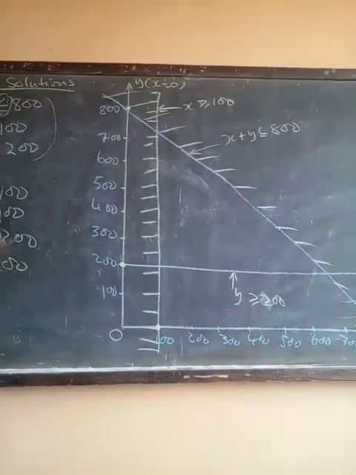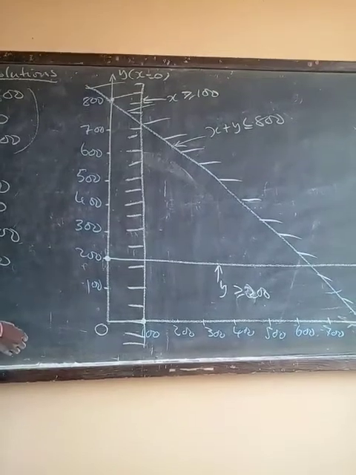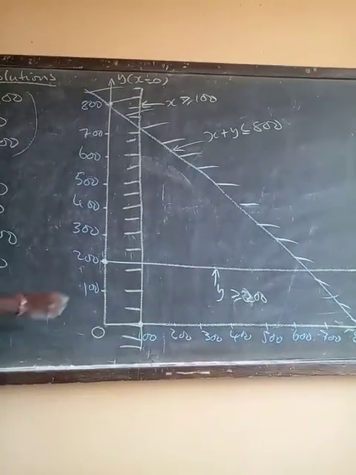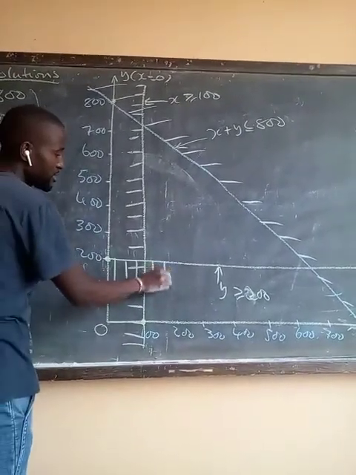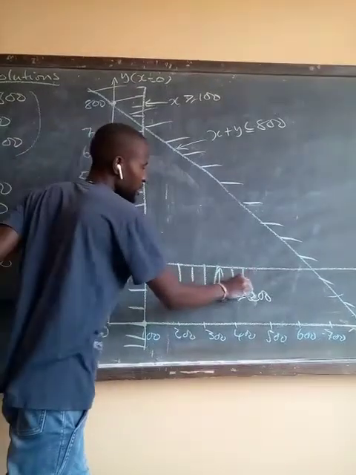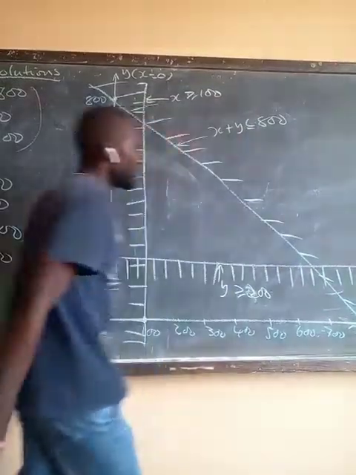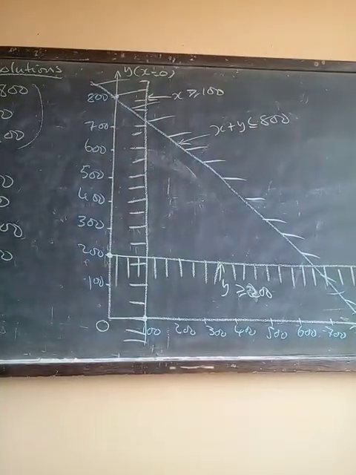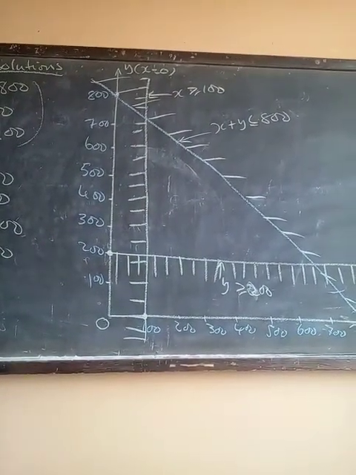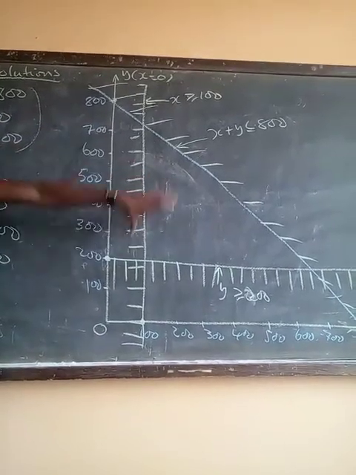Then you'll be done. Now, shading the part. It is a greater than symbol, so you shade the lesser side. So you shade this side, which is less than 200. You shade it off like that. When you shade it off like that, you'll see these three inequalities have formed a very nice triangle.